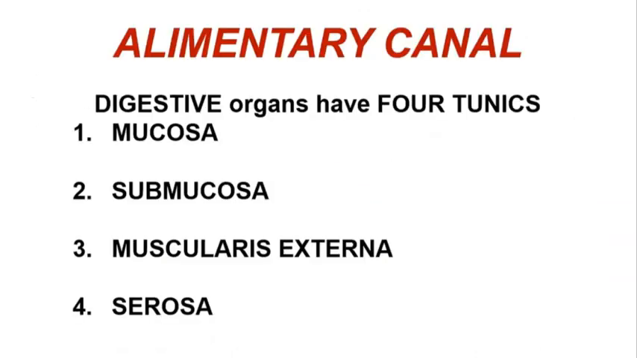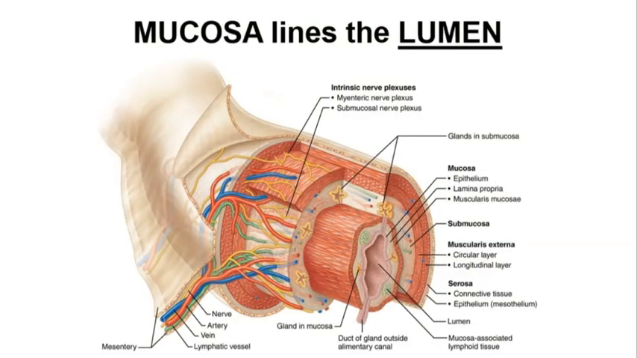Now let's examine the structures that compose the walls of the alimentary canal and the digestive organs. So the digestive organs contain 4 layers that are referred to as tunics. There is a mucosa, a submucosa, a muscularis externa, as well as a serosa. The mucosa is the tunic layer that lines the lumen, and the lumen is the space that food passes through.